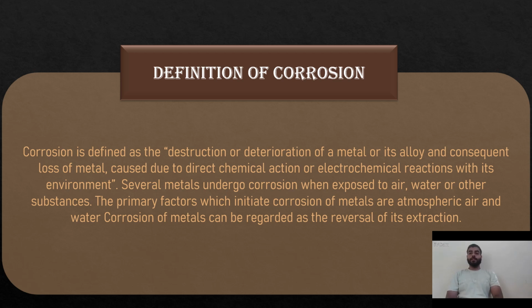Corrosion is defined as the destruction or deterioration of metal or its alloys and consequent loss of metals caused due to the direct chemical action or electrochemical reactions with its environment. Several metals undergo corrosion when exposed to air, water, or other substances. The primary factors which initiate corrosion of metals are atmospheric air and water. Corrosion of metals can be regarded as the reversal of its extraction.